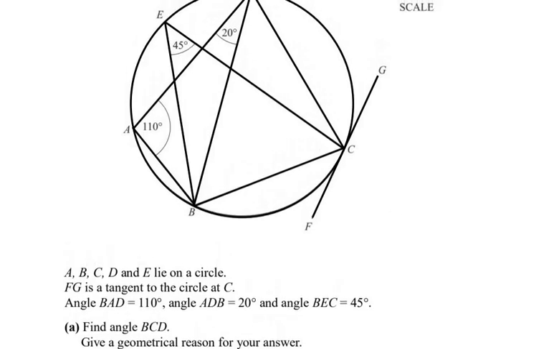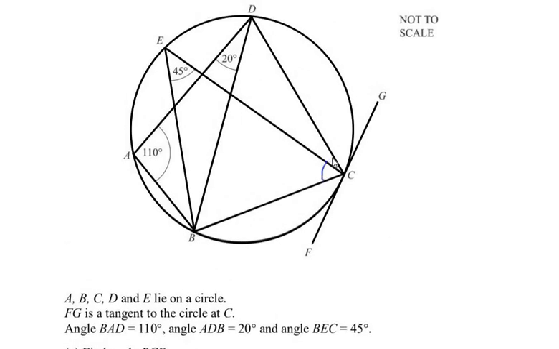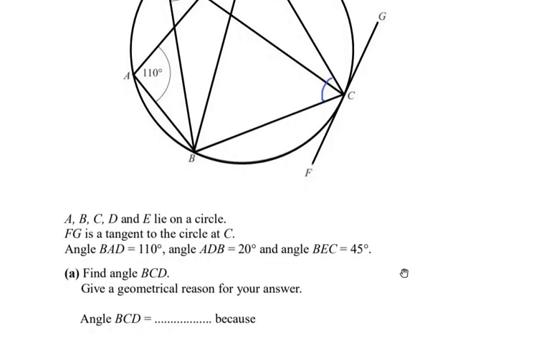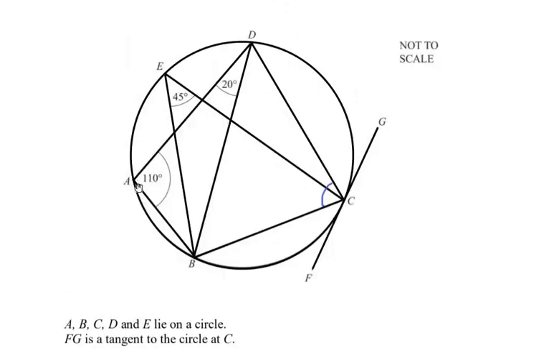That is, here we need to find out this angle, that is angle BCD, and give a geometrical reason for your answer. So here we have been given 5 points A, B, C, D, E on the circumference of the circle, and FG is acting as a tangent to the circle touching at point C. Now here some angles have been given to us. In the first sub question, we are supposed to find out this angle, that is angle BCD.